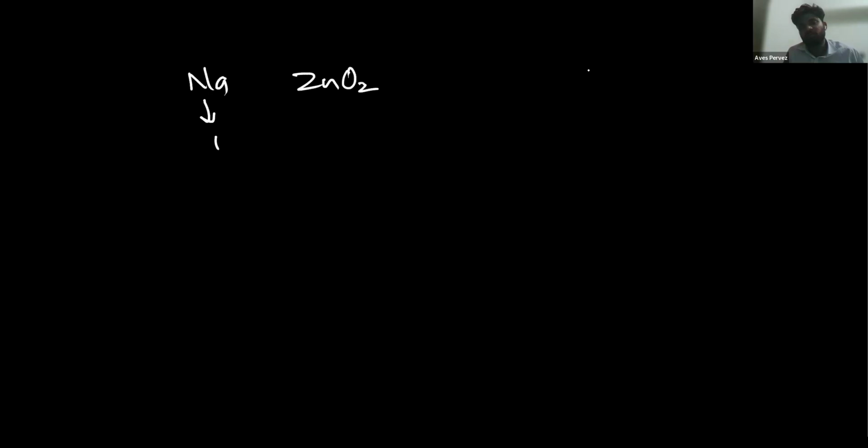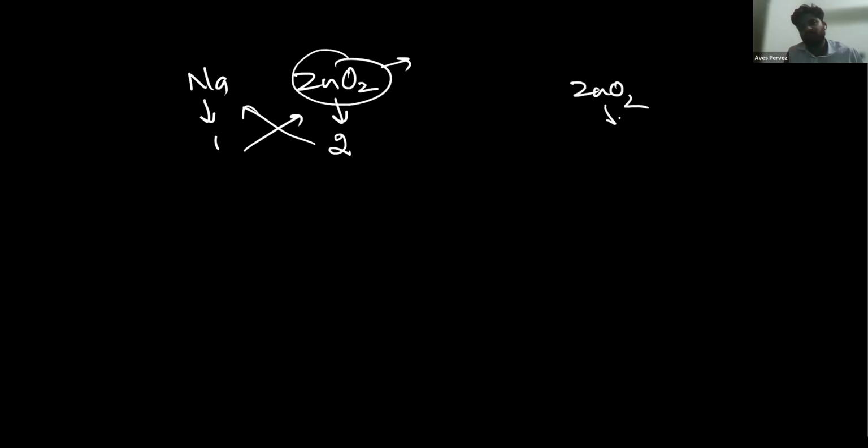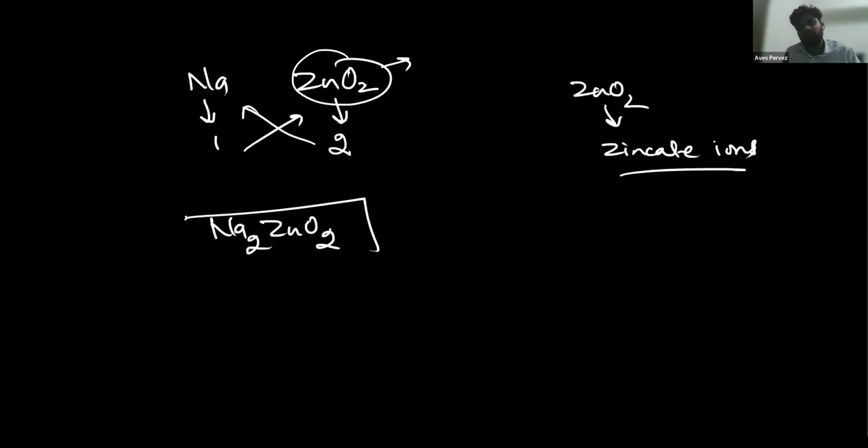So sodium is having +1 valency and ZnO2 is the zincate ion that you have also seen in your chart. ZnO2 is having -2 charge. So when you cross multiply this one, ZnO2 is called zincate ion. So when you multiply, Na2ZnO2. This is the formula for sodium zincate. Got it?